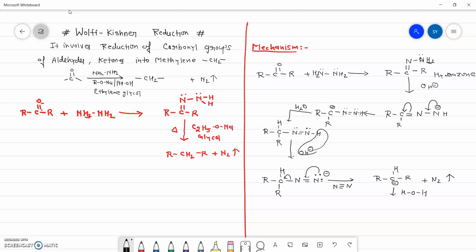Once you do the protonation, you are getting this structure R bond CH2 bond R. So what happened to this compound? You find there is a conversion of the C double bond O group. This C double bond O got converted into CH2. Are you getting the point or not? So this is something we have to look for. So this is all about the mechanism of Wolff-Kishner reduction. Thank you.